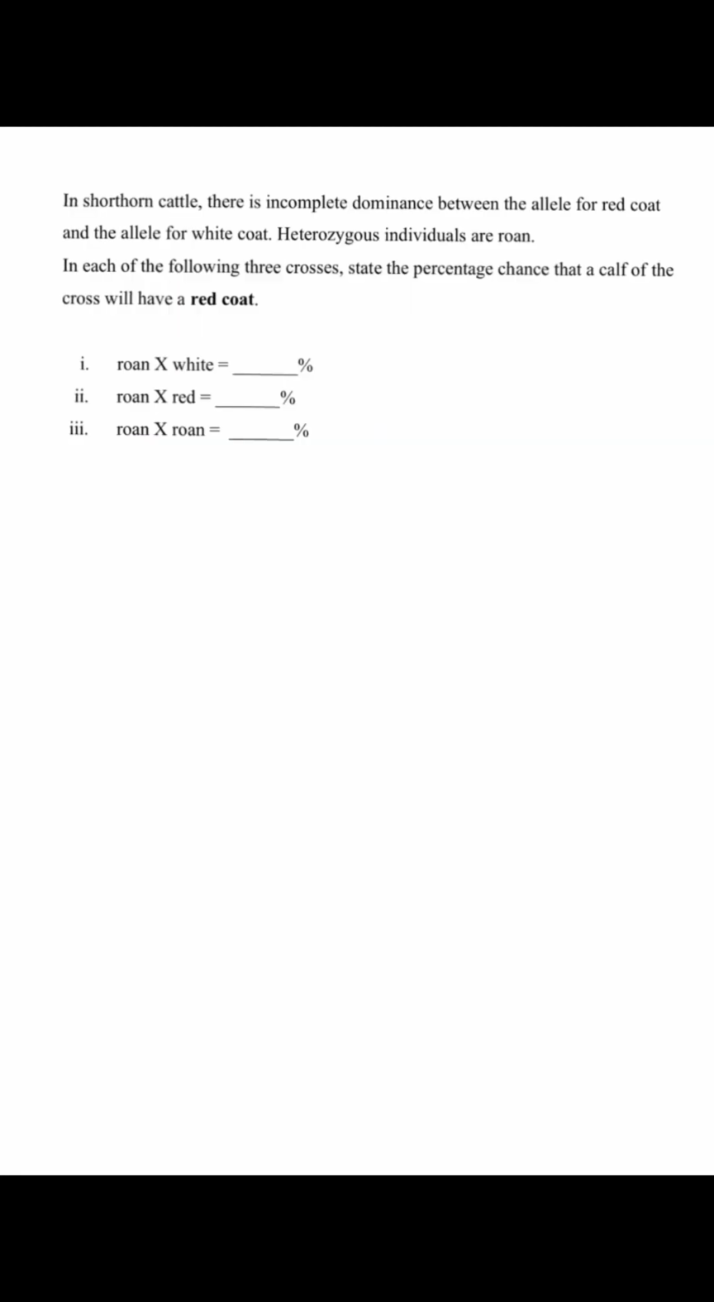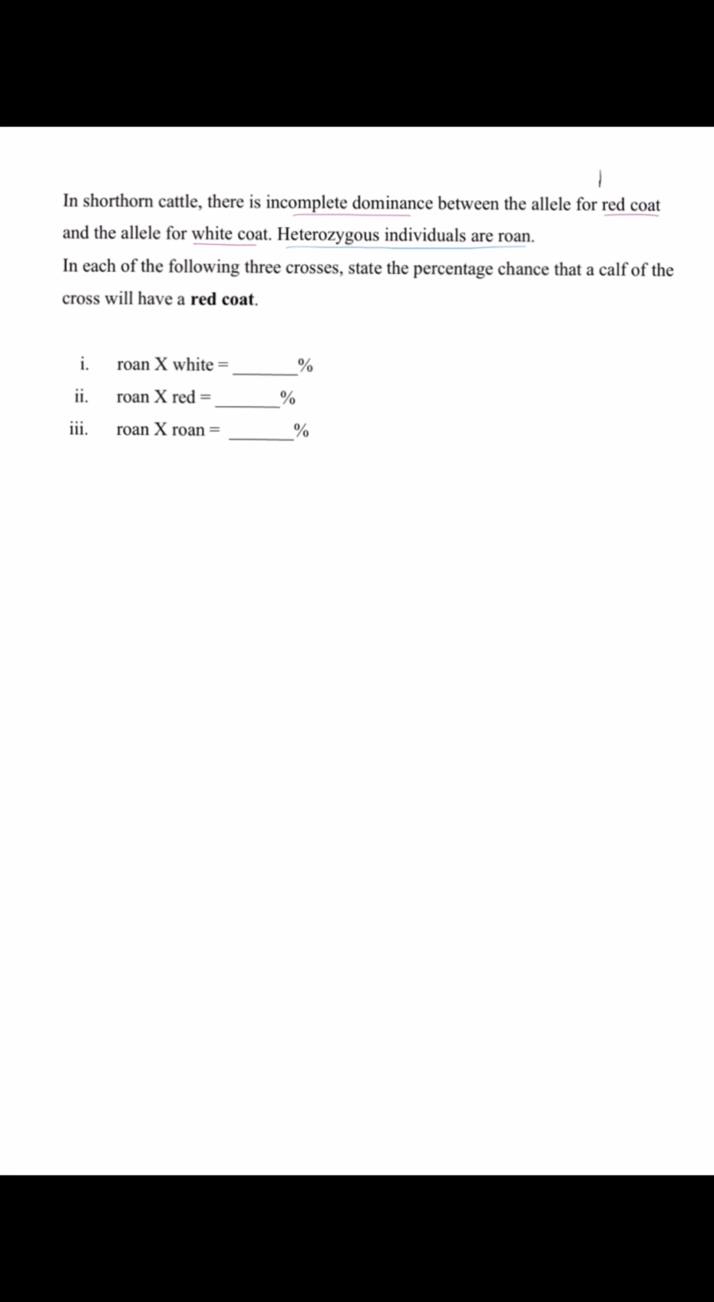So in this question here, it tells you that there is incomplete dominance between the allele for red coat and the allele for white coat. What's really important is the sentence here: heterozygous individuals are roan. What that just means is that the heterozygous individuals are neither red nor solely white, but they're a mixture of red and white together.